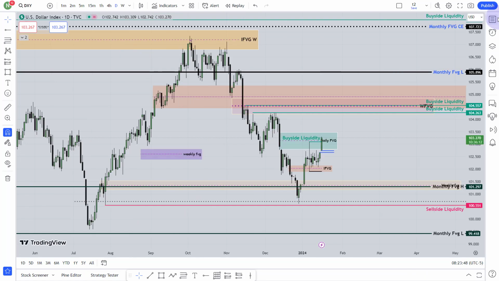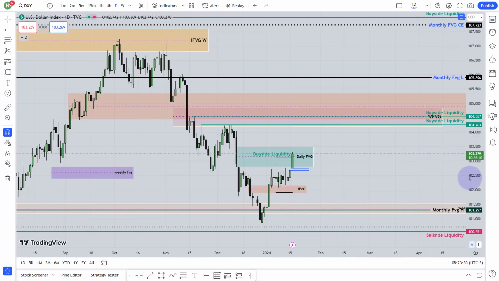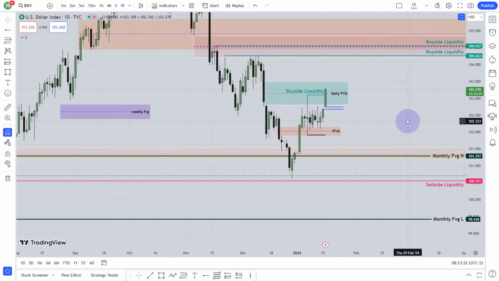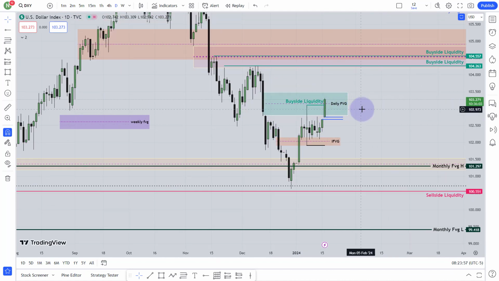This is the way I determine my bias, or the daily bias. First I come to the dollar index and then I start to think about the price and how it will react. Okay, so that's all for today.